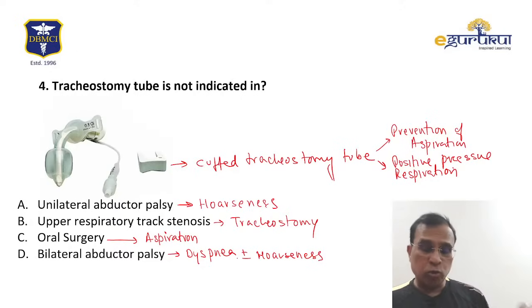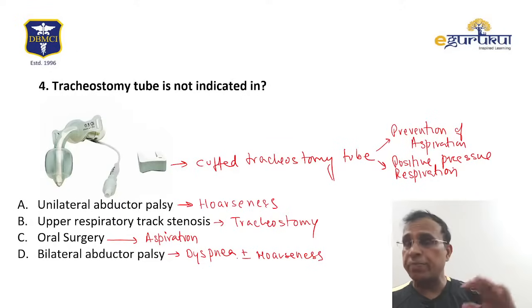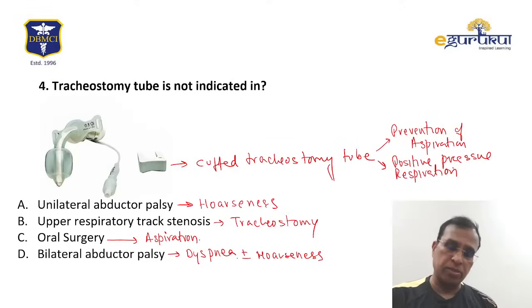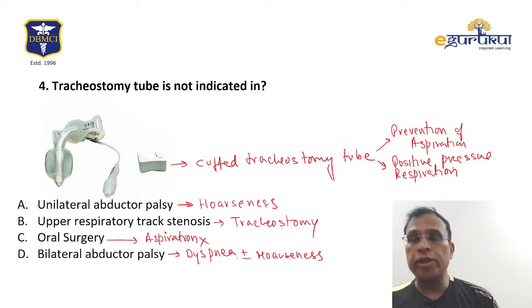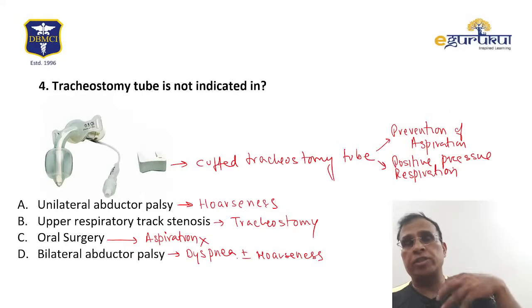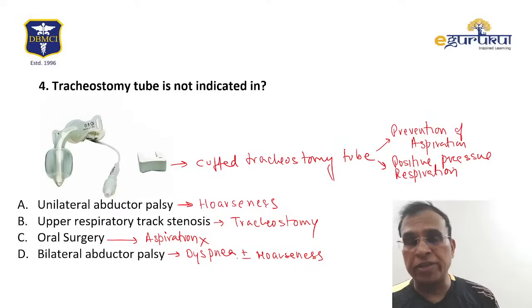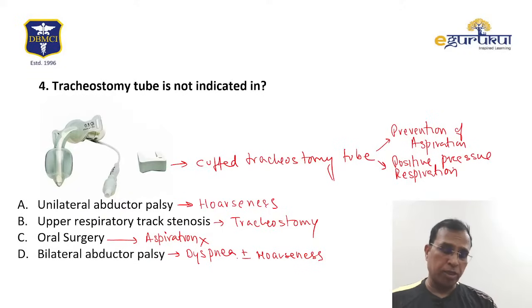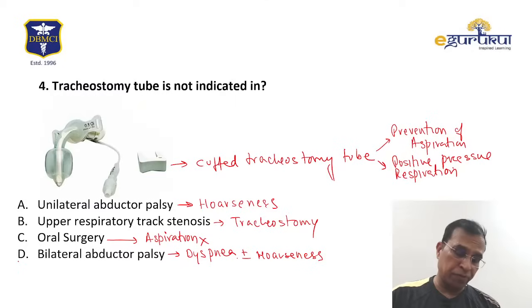Now, in oral surgeries, aspiration may or may not happen, not necessarily. So this is not always true, and you don't need a tracheostomy tube, because if you do a surgery in the oral cavity, the patient will always breathe from the nose. So out of the lot, the best answer is the 4th one.